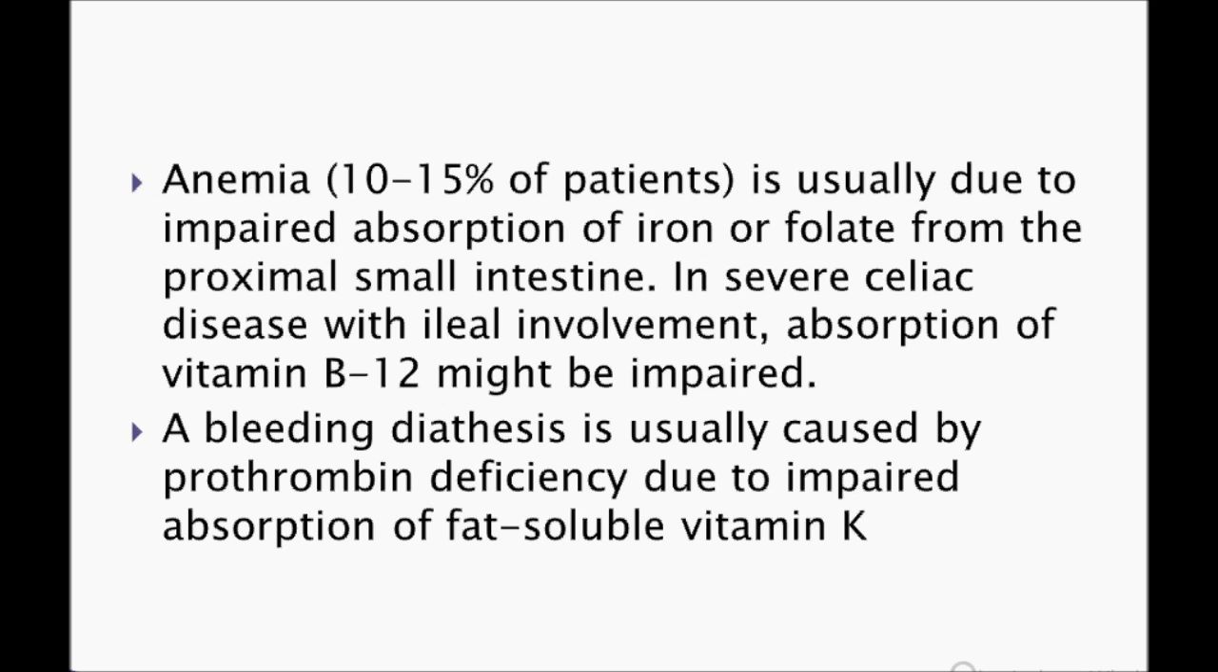So by this we come to know the other important point: iron and folate are absorbed from the earlier, proximal part of the intestine, like the duodenum and jejunum, whereas vitamin B12 is absorbed from the ileum. Bleeding diathesis is usually caused by prothrombin deficiency due to impaired absorption of the fat soluble vitamin K, right? The mucosa is not absorbing all the fat soluble vitamins, so you can have a bleeding diathesis.